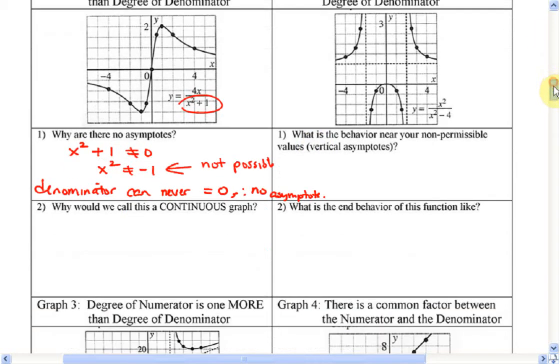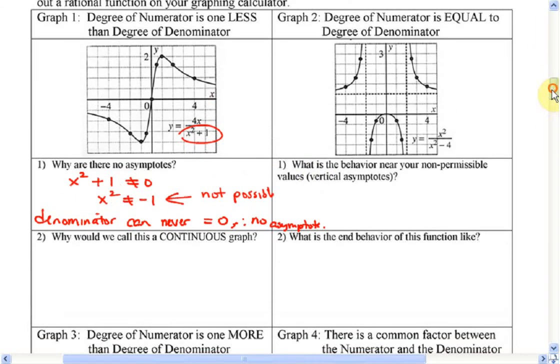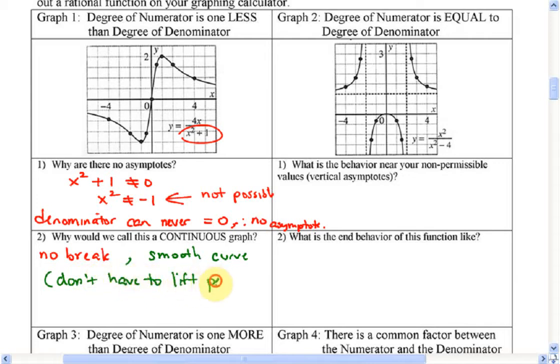So, number 2. Why do you think we would call this a continuous graph? Look at the picture. Why would this be continuous? No breaks, right. There are no breaks like in the other graphs where you actually had to lift up your pencil and then drop it down again. So this one is a nice, smooth curve, and if you're thinking about it, I don't have to lift my pencil to draw the graph, okay?